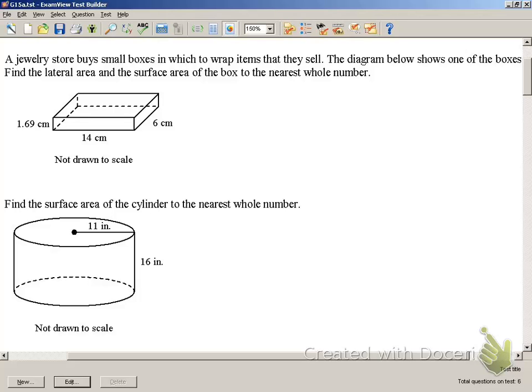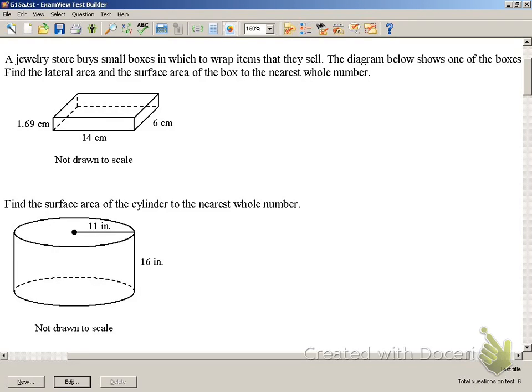So week 17 startup. Number 1, it says a jewelry store buys small boxes in which to wrap items that they sell. The diagram below shows one of the boxes. Find the lateral area and the surface area of the box to the nearest whole number. Now, let's think about our formulas.